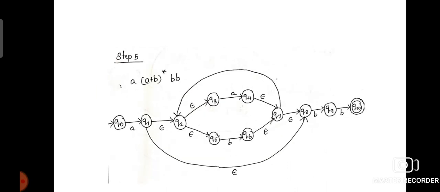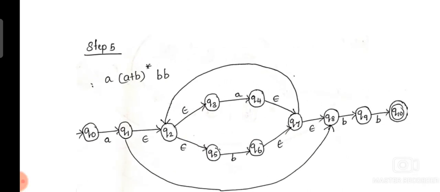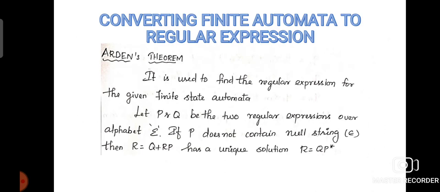Then after that we have to add states and labels for bb, two consecutive b's. So this is the final structure. Now we are going to see Arden's theorem. Arden's theorem is used to derive the regular expression for the given finite automata.